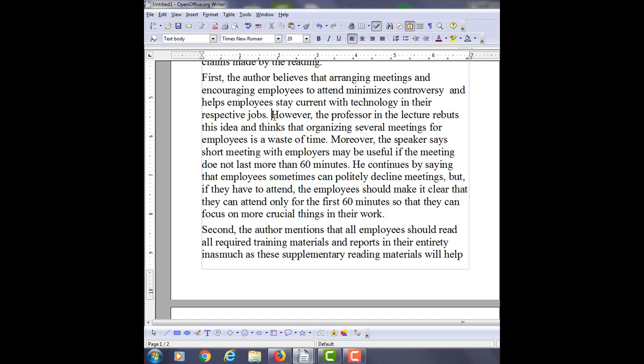However, the professor in the lecture rebuts this idea and thinks that organizing several meetings for employees is a waste of time. Moreover, the speaker says short meetings with employers may be useful if the meeting does not last more than 60 minutes. He continues by saying that employees sometimes can politely decline meetings, but if they have to attend, the employees should make it clear that they can attend only for the first 60 minutes so they can focus on more crucial things in their work.